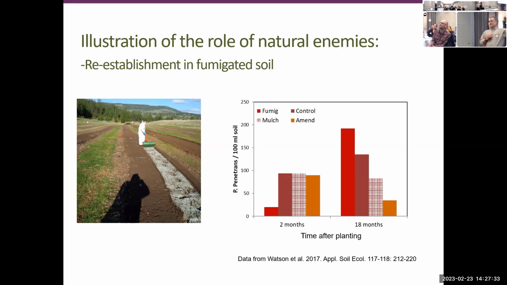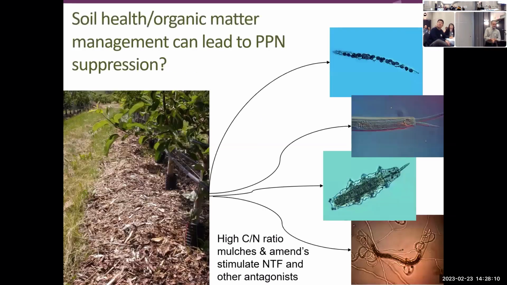You come back 18 months later, so two growing seasons later, and the largest population densities are in the fumigated plots. So the pest populations ramped up really quickly, the reason being all their natural enemies have been eliminated by the fumigation. They get a foothold, off they go. Then the other treatments, in particular the two organic treatments, the compost and the mulch treatments on the far right-hand side, had lower populations than the fumigated and then the controls as well. That's because we helped to enhance populations of some of the natural enemies of those nematodes.